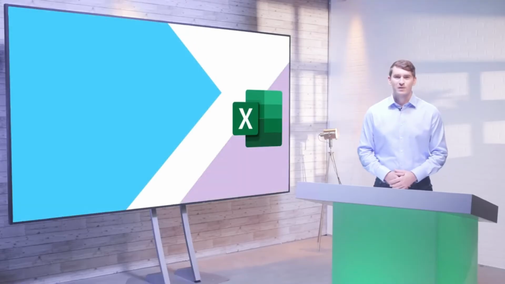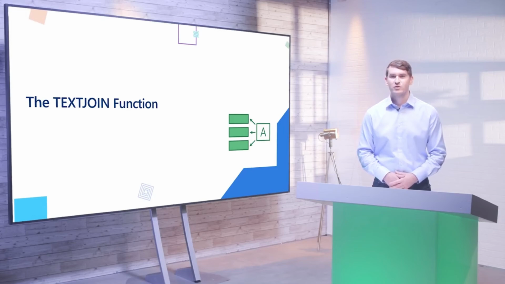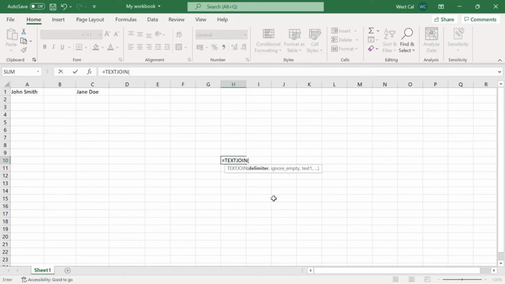Let's take a look at two more specialized text functions for joining and transposing text to understand how they work and how they can be applied. The text join function allows you to combine or concatenate text strings together from multiple cells into a single cell. This function can save you an enormous amount of time if you need to combine data from multiple sources into one cell. The first argument, delimiter, allows you to specify what should be between the text strings when they've joined.